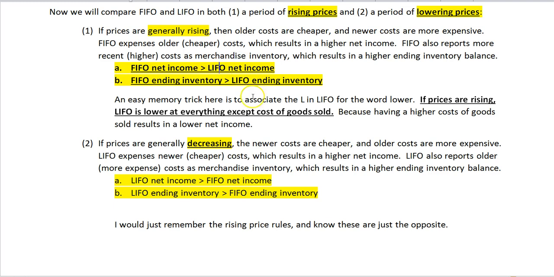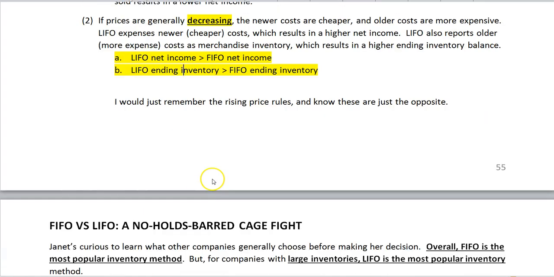Associate L and LIFO as being lower. So LIFO produces a lower net income and a lower ending inventory. If I see that prices are decreasing, then I would just flip those rules around and know that LIFO actually produces a higher one under that scenario.